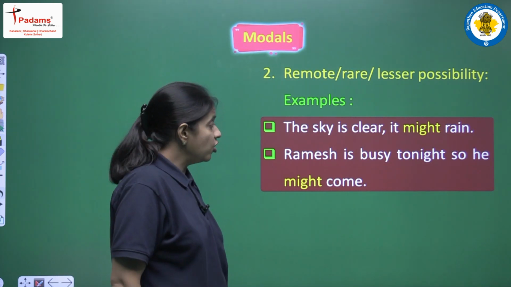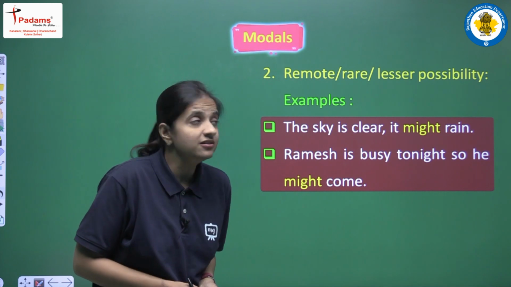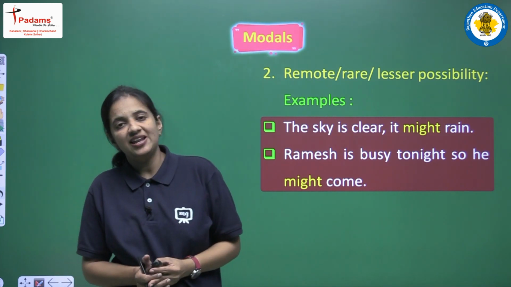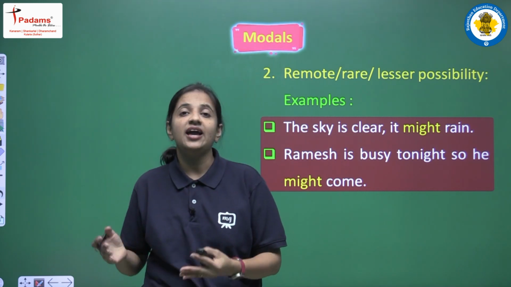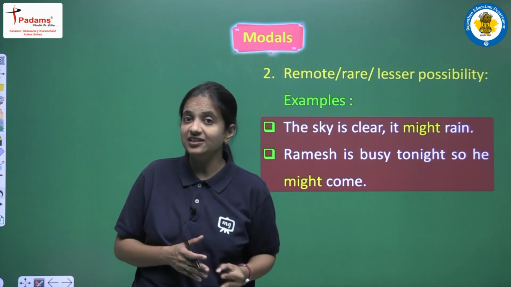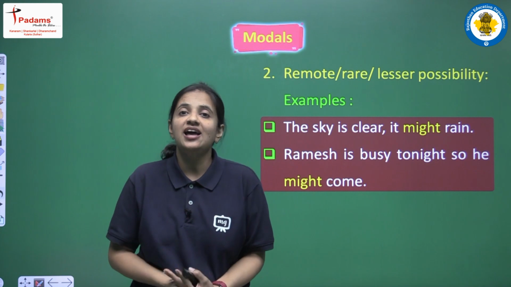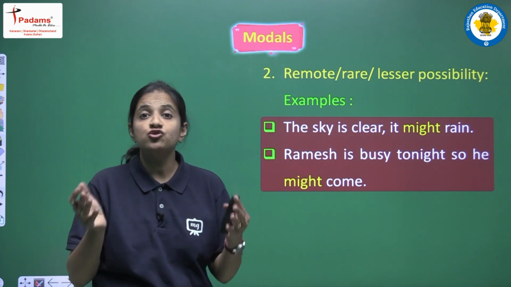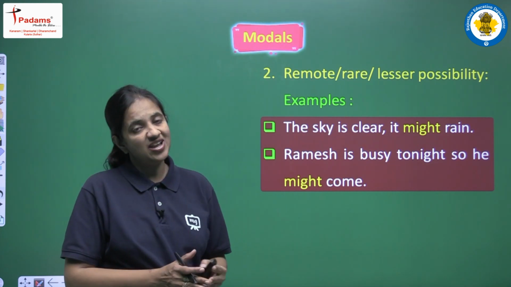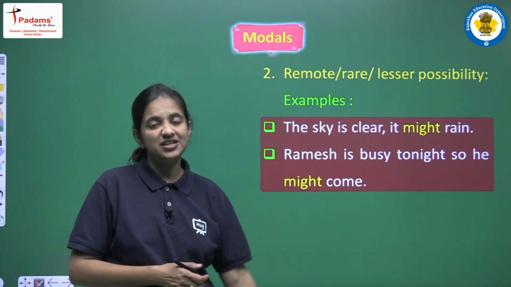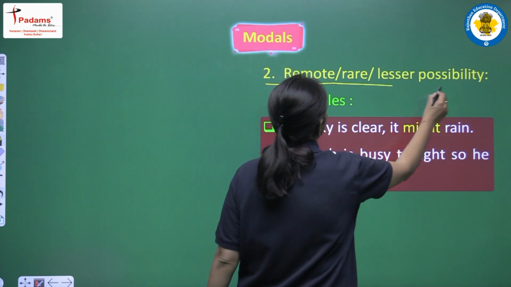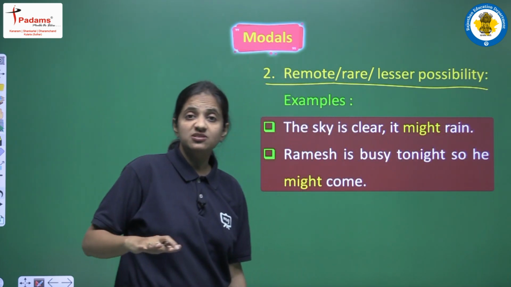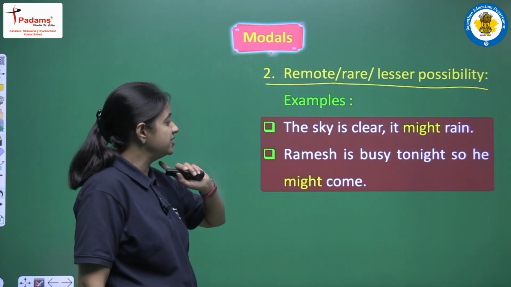Remote, rare, or we can say very lesser possibility. Earlier, we read may also to show possibility, and at that time I repeated this again and again, that with the help of may we show a very strong possibility. But if we have might to show the possibility, at that time that possibility is very remote, rare, or we can say very less possibility. So let's see the example.